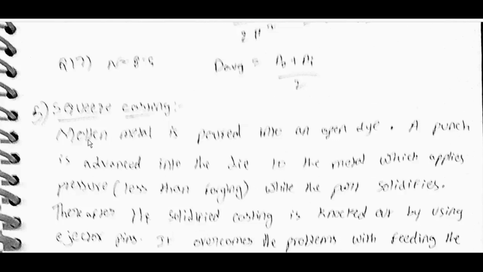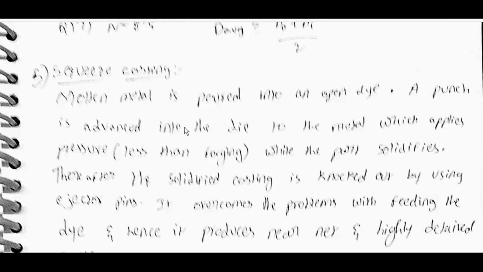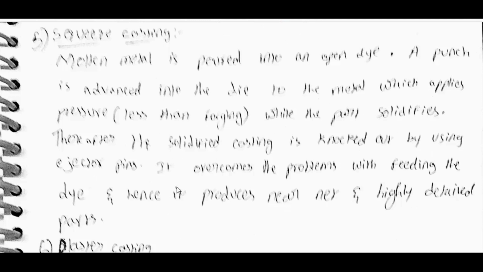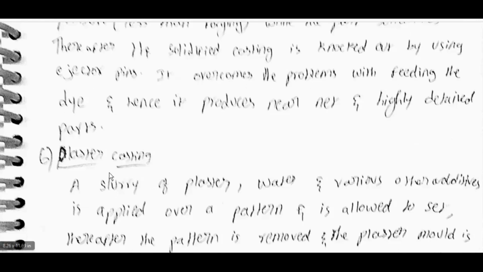Squeeze casting: molten metal is poured into an open die. A punch is advanced into the die onto the metal, which applies pressure less than forging while the part solidifies. Thereafter, the solidified casting is knocked out by using ejector pins. It overcomes problems with feeding the die. Hence, it produces near net and highly detailed parts.